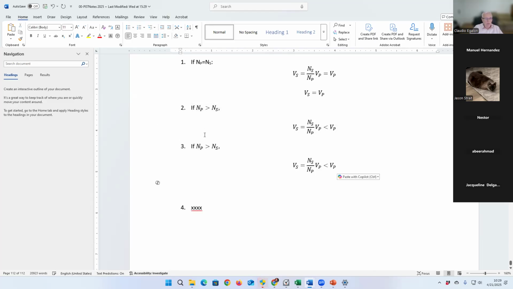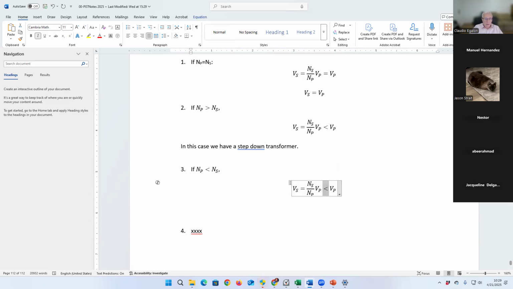Also, if we have the opposite, that would be the case of a step down transformer. In this case, we have a step down transformer. And if it's all the way around, if NS is greater than NP, we have a step up transformer.